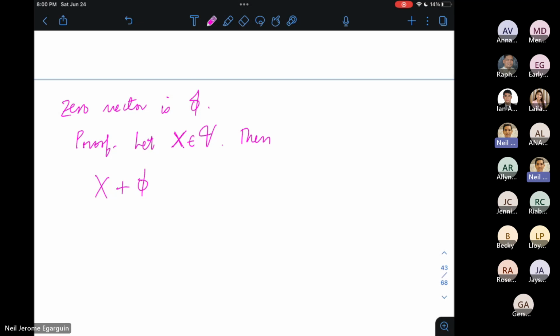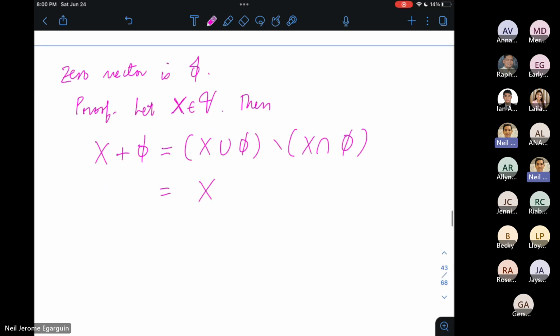Tama? Right, and then by definition, ang addition na nandito sa vector space na to ay X union the empty set minus X intersection the empty set. So X union the empty set is X, minus X intersection the empty set, which is the empty set. So this is the set X. So meaning for any set X added to the empty set, the answer will be the set X pa rin. So indeed, we have proven that the zero vector is the empty set, right?